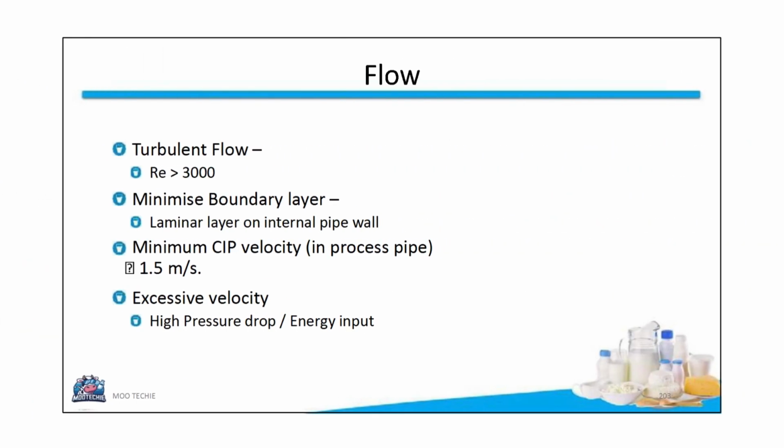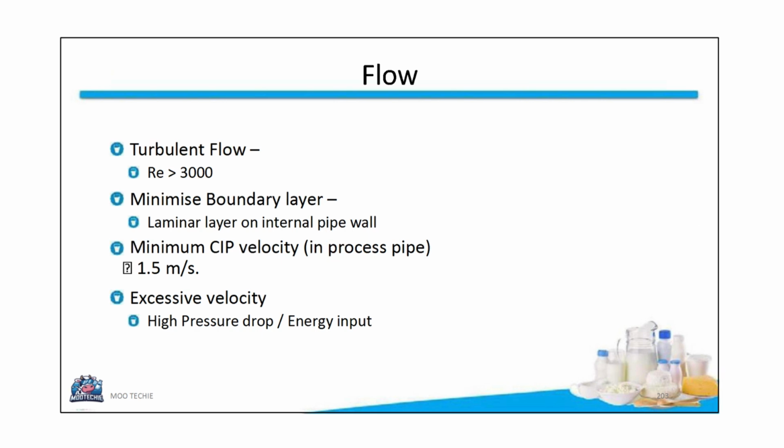Now let's talk about flow in more detail. For effective CIP, we need turbulent flow, which is achieved when the Reynolds number is greater than 3000. The goal is to minimize the boundary layer, which is the laminar layer on the internal pipe wall. There is a minimum CIP velocity required in a process pipe to achieve this. However, using an excessive velocity leads to a high pressure drop and requires a greater energy input.